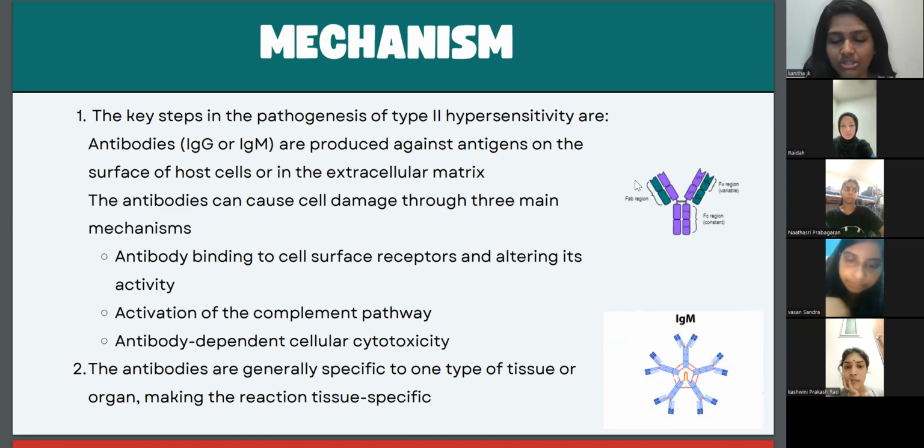Actually, there are two phases of hypersensitivity, which are the effector phase and the sensitization phase. For the effector phase, target cells become coated with antibodies, which eventually leads to cellular destruction, as I said just now. Moving forward to the next one.